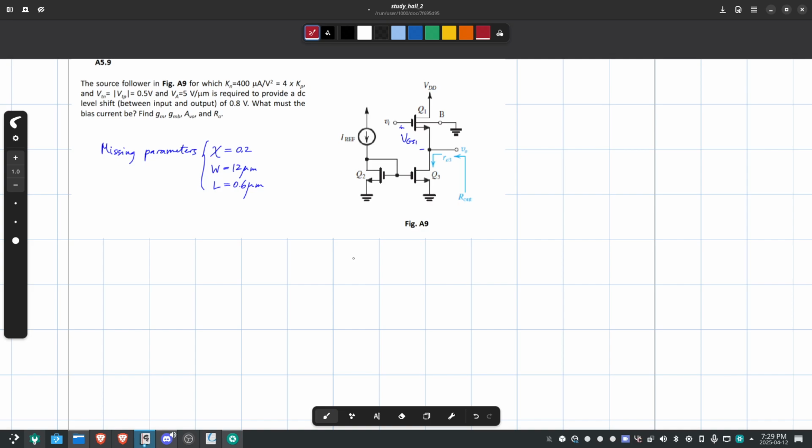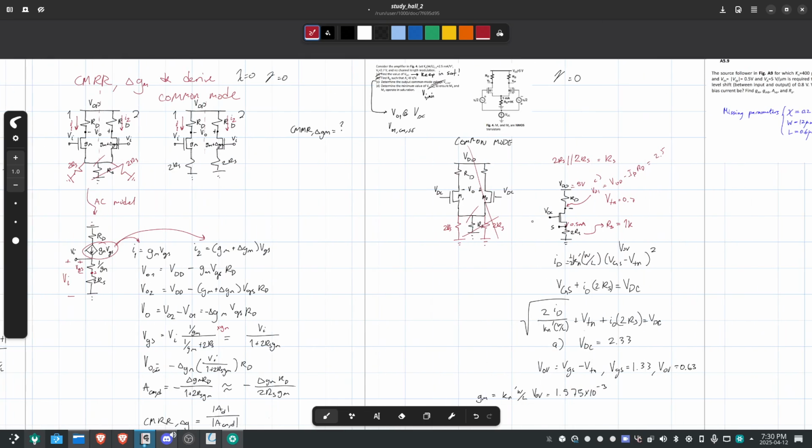Kn is 400 microamps over voltage squared, and that is equal to 4 times Kp. I'm not sure why it gives a Kp, because there is no PMOS in here, unless, yeah, they're all NMOS. I zoned out for the last question, part B. Where did the RS go?